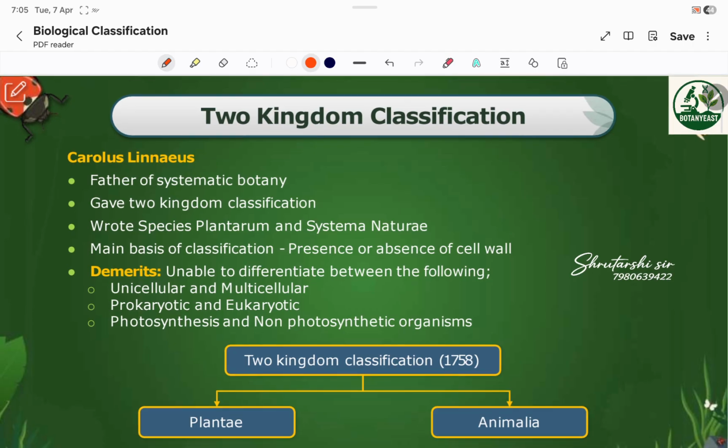So, Carolus Linnaeus, who was considered the father of systematic botany, gave another classification system in 1758, which was known as the 2 kingdom classification. It is important. Please remember, he wrote the books Species Plantarum and Systema Naturae. Species Plantarum referred to plants and Systema Naturae referred to animals.